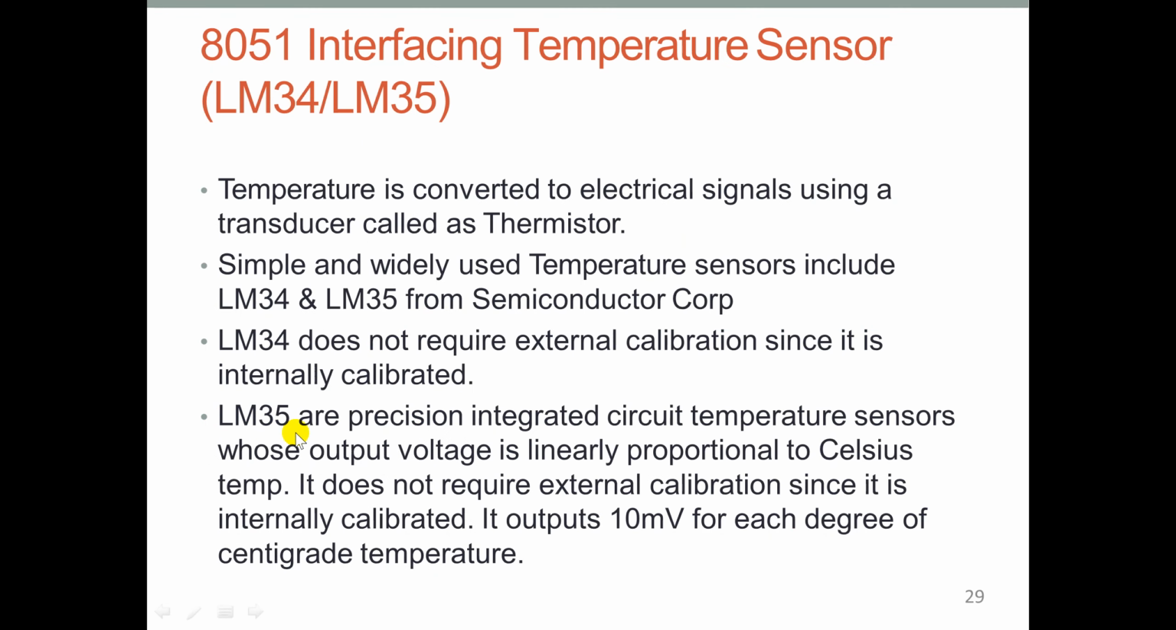These LM34 and LM35 are precision integrated circuit temperature sensors whose output voltage is linearly proportional to the Celsius temperature. It does not require external calibration since it is internally calibrated. The LM35 is the same as the LM34, and the output is 10 millivolts for each degree centigrade of temperature. So the LM35 is a widely used temperature sensor.